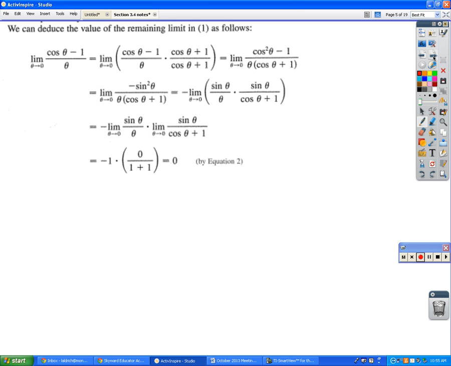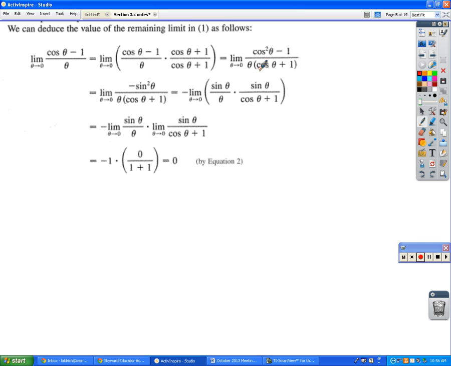So we're starting with the limit as theta approaches 0 of cosine theta minus 1. So they take that and multiply it sort of like with the complex conjugate, even though it's not a complex conjugate. They're going to multiply top and bottom by cosine of theta plus 1 over cosine of theta plus 1. So this is the difference of two squares factored out. So if you FOIL those together, you get cosine squared theta minus 1.